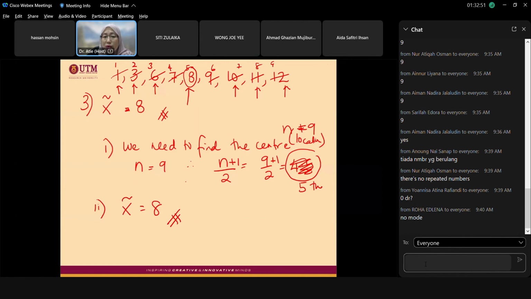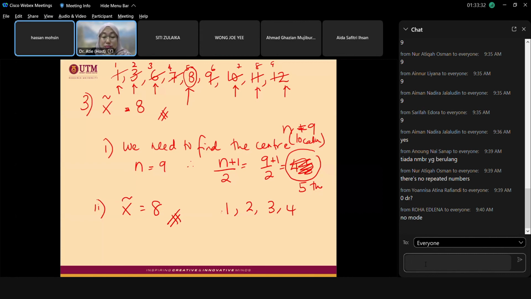It's up to you whether you want to use this way or not. But for the other case, let's say I have 1, 2, 3, and 4. So what is my median? What do you think? Actually, there are going to be two middle values, not one. Two formulas first.